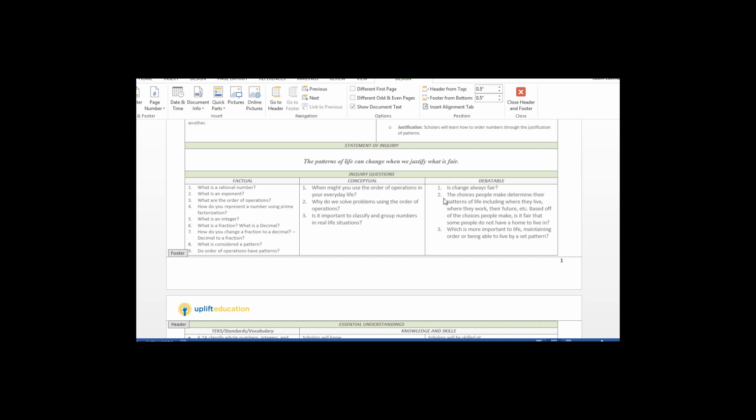Last, we have our debatable questions. These are questions that can be asked in math class, but are geared towards everyday life. These are real-world questions that do not have a right or wrong answer. We want scholars to use these to actually see how math is related to the real world.